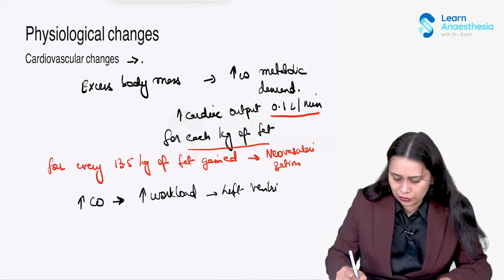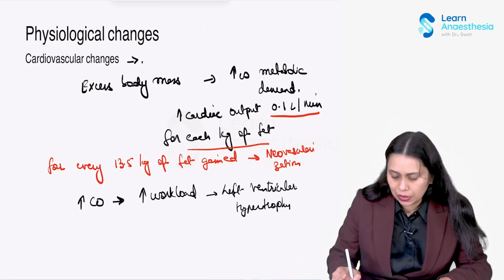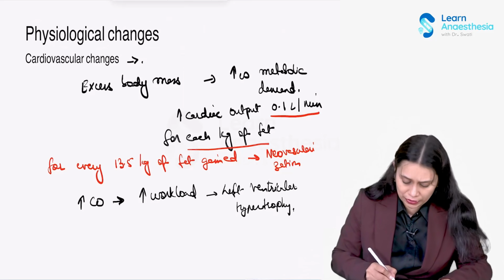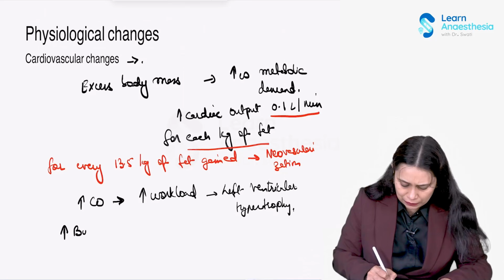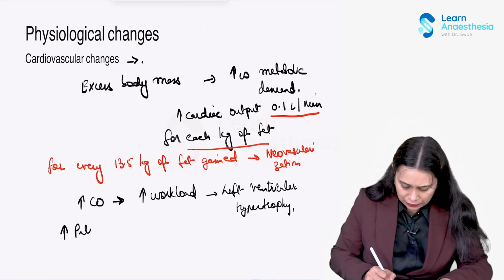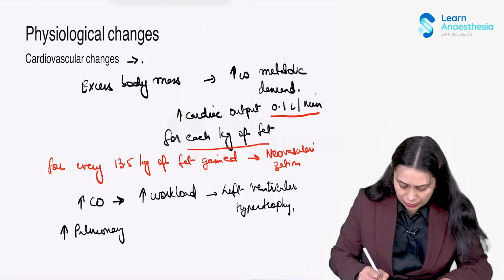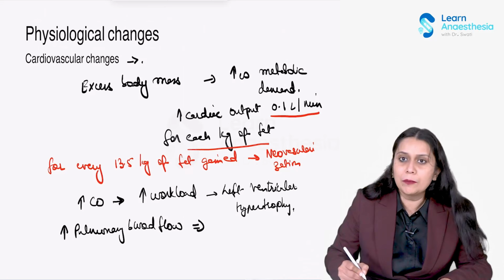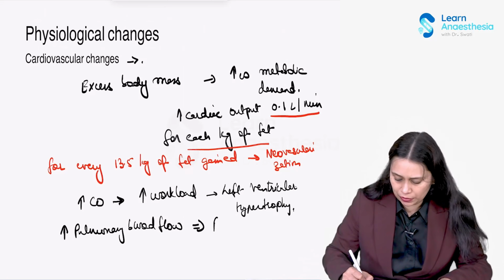This will lead to left ventricular hypertrophy. And since the blood volume is increasing, pulmonary blood flow will also increase. So, there would be an increase in pulmonary blood flow also.